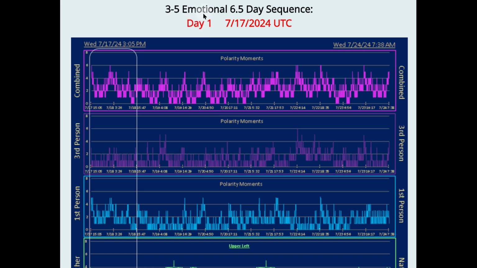We made it to the 3-5 emotional 6.5 day sequence. We are in day one, and that's what we're going to talk about here. Now, before we talk about day one and zoom in below this, we're going to review the overall electromagnetics for this next emotional sequence.